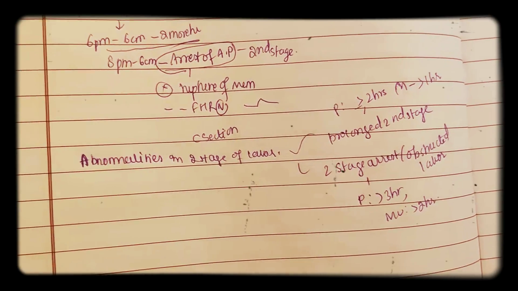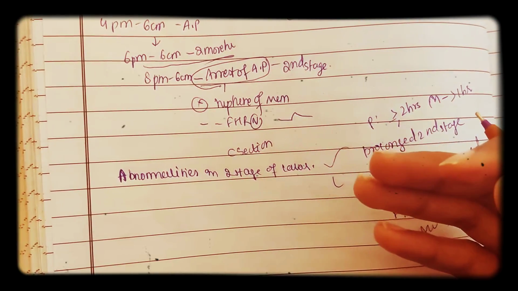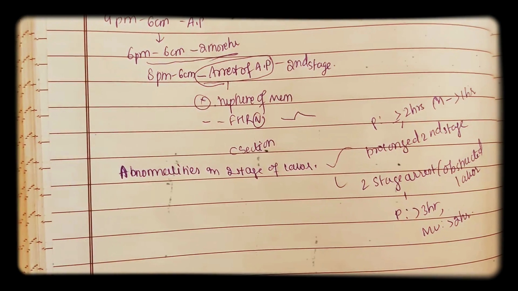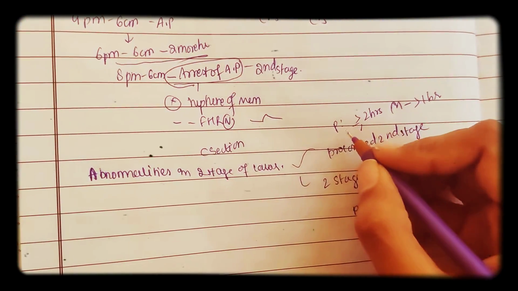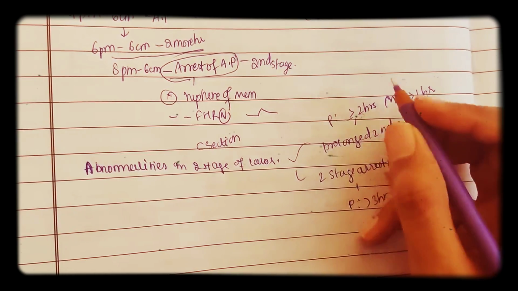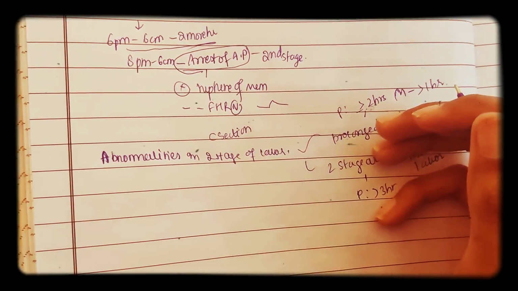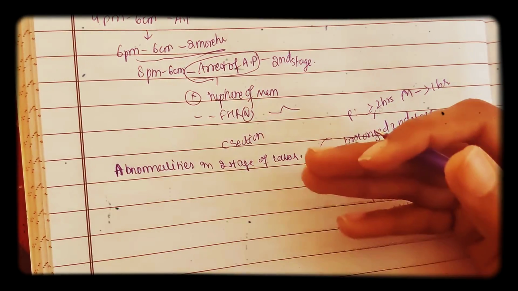If epidural is given, 1 hour is additional to the cutoff values for prolonged second stage and second stage arrest. For example, in primigravida it will take 3 hours if you give epidural anesthesia. Okay, so coming to prolonged second stage.